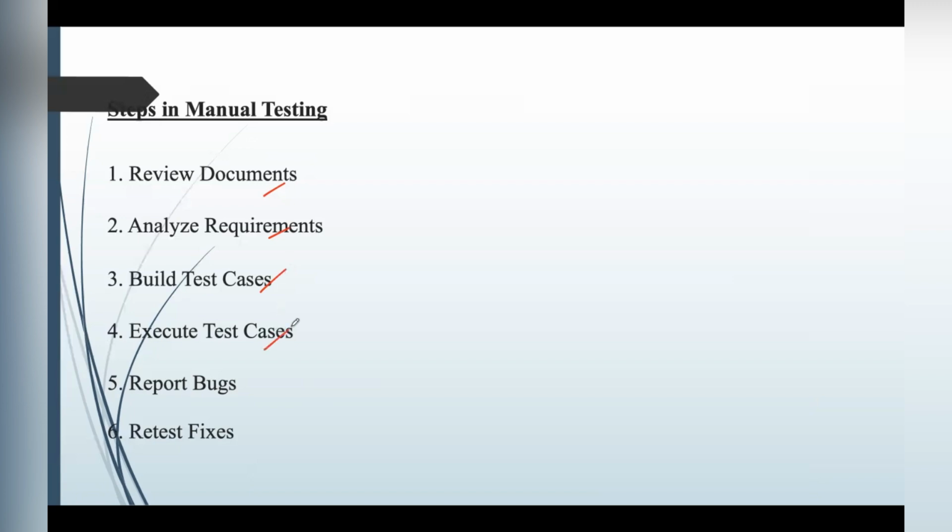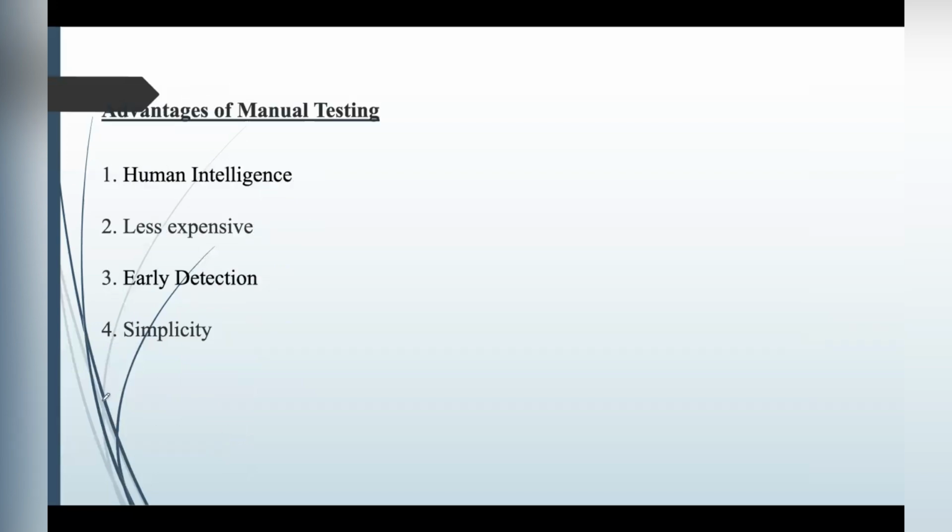All the test cases are executed manually by using black box testing and white box testing. After testing, he'll identify bugs. If bugs occurred, then the testing team informs the development team. And finally, retest fixes. Here the development team fixes bugs and hands over the software to the testing team for a retest.